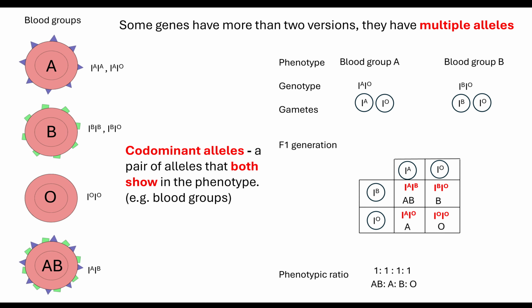I am actually blood group O, my mum is blood group A, and my dad is blood group B. Because I'm O, I know I have the recessive alleles. I know that both my mum and my dad have to be heterozygous for me to have inherited the allele for blood group O.